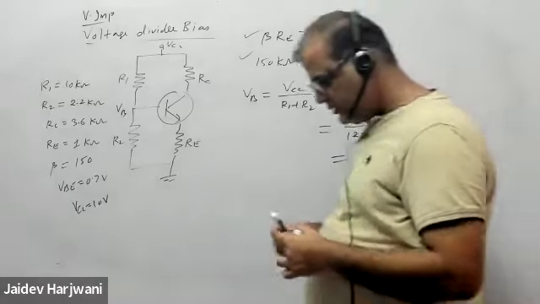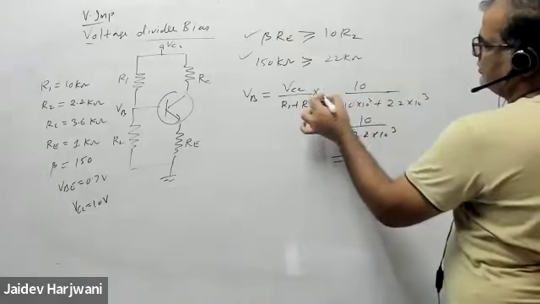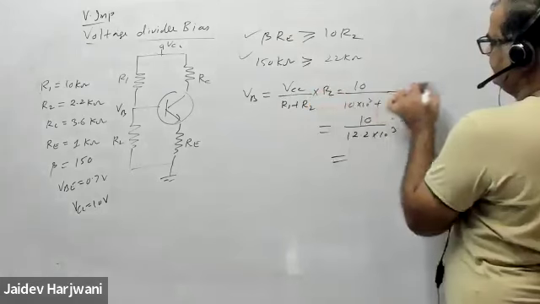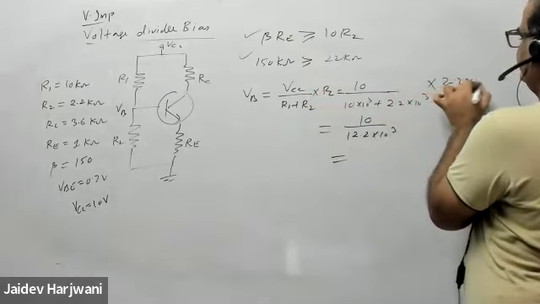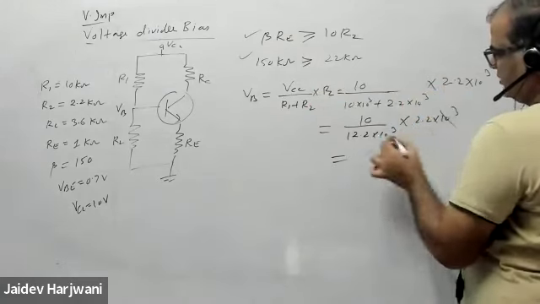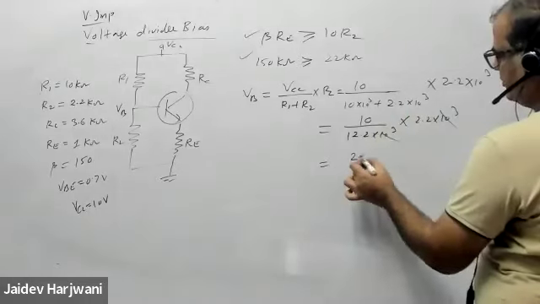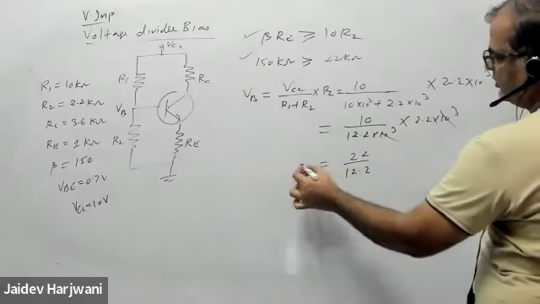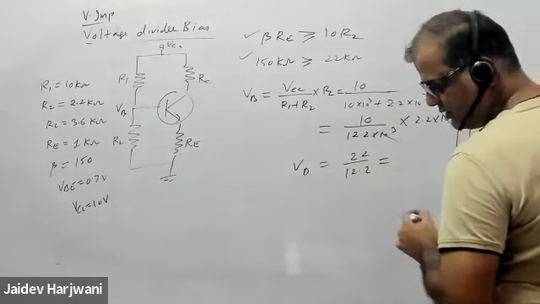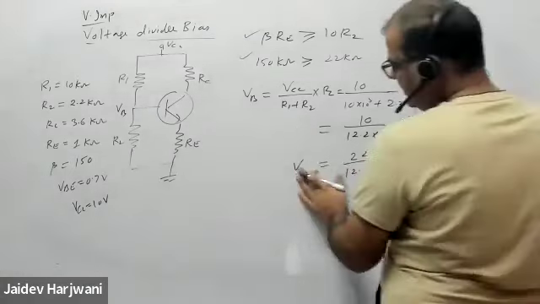What is... Sir, with this, R2 will be multiplied? R2 is how much? Sir, 2.2 kilo ohm. And 2.2 kilo ohm, so this cancels out. Okay. So how much is it? 22 upon 12.2, VB. How much is coming? Sir, 1.8 volt. Yes, 1.801 or 1.8 volt. Very good. Now everything is solved.